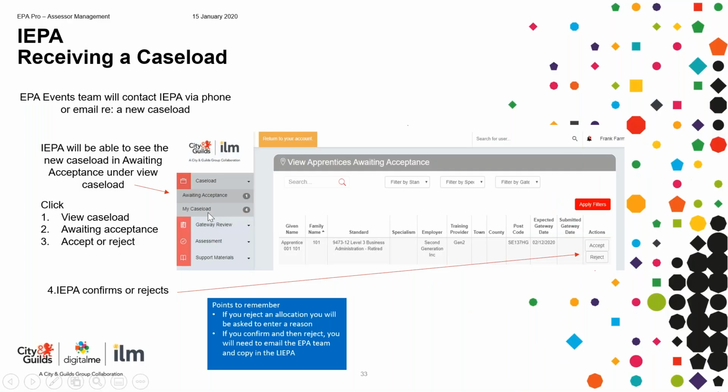We've spoken about receiving a caseload, and just some points to remember on that. If you reject an allocation, you are asked to put a reason for that, and that will help us monitor what issues assessors may have with some of the allocations. And remember what I said this morning, if you accept a caseload allocated to you and then later reject it, you will need to email the EPA team and copy in your LEPA, just so they're aware that that has happened. It just highlights it to them on the platform, and it will make sure that that reallocation process will happen much more efficiently. Just wanted to highlight that.